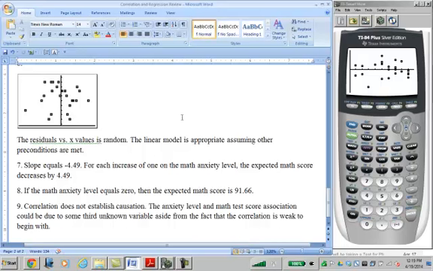And I'll add here, causation, only a controlled experiment can establish causation. Okay, and that's that.